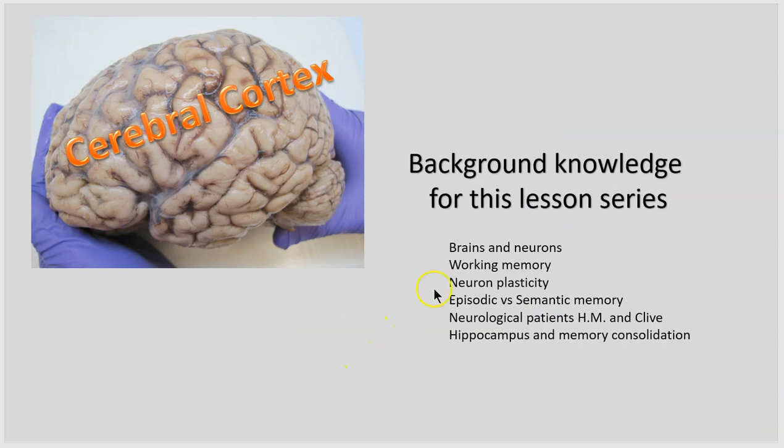So that's our background for this lesson series. We've covered a little bit about brains and neurons and working memory, neuron plasticity, episodic and semantic memory, patients like H.M. and Clive, and this idea of the hippocampus being critical in the process of memory consolidation. In the next part, we will begin the journey of how a human memory is made.